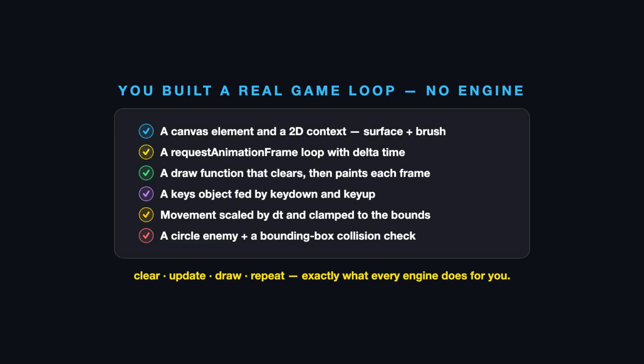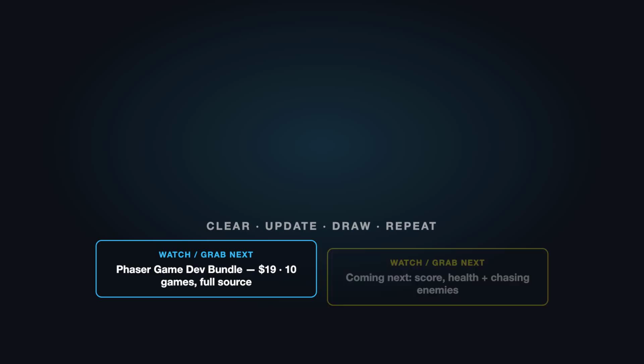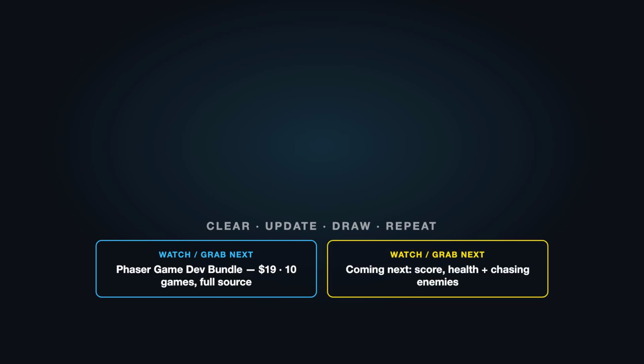That is a real game loop, clear, update, draw, repeat. It is exactly what Unity, Godot, and Phaser do for you behind the scenes. You just wrote it by hand, in plain JavaScript, in one file. That's your game from scratch, no engine, just the Canvas API. You now understand the loop underneath every framework on Earth.